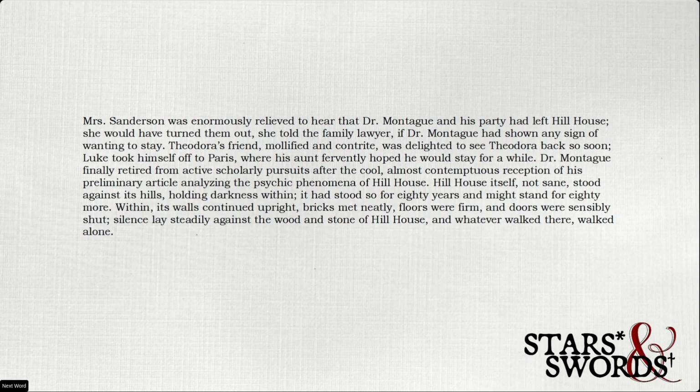This is interesting. Hugh is calling this out. So Eleanor is not there as well. Whatever walked there walked alone. I don't think that precludes the possibility of there being multiple things there. Simply that, okay, how can I put this? I don't think this means there is only one inhabitant of Hill House.